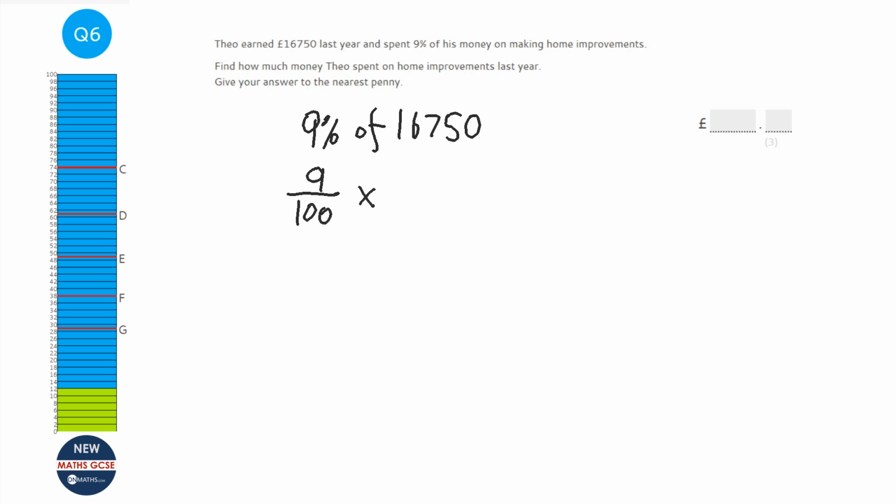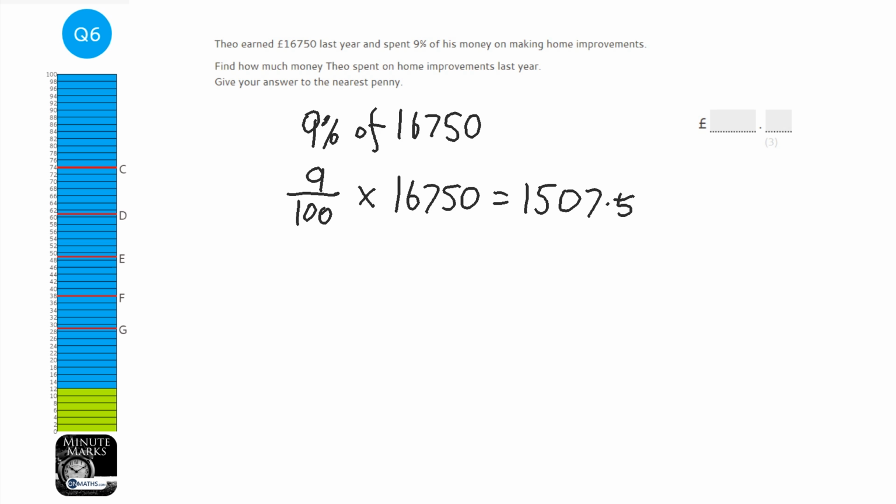Of just means times. And so all we need to do in the calculator is do 9 over 100, so fraction button, 9 over 100, times 16,750. And that gives us the answer of 1,507.5. So in money, that is £1,507.50.